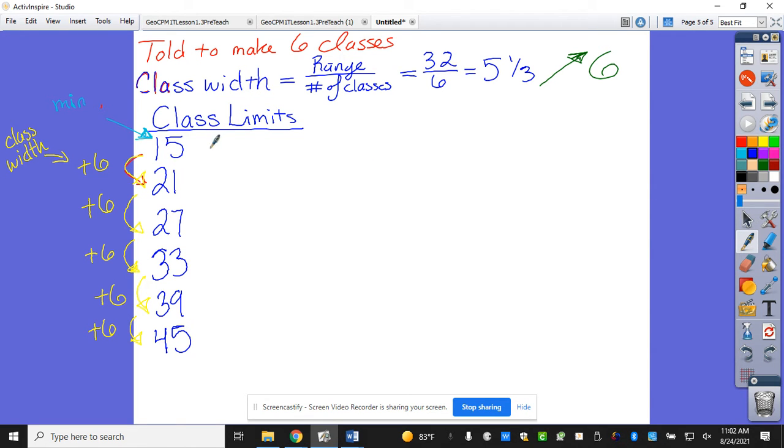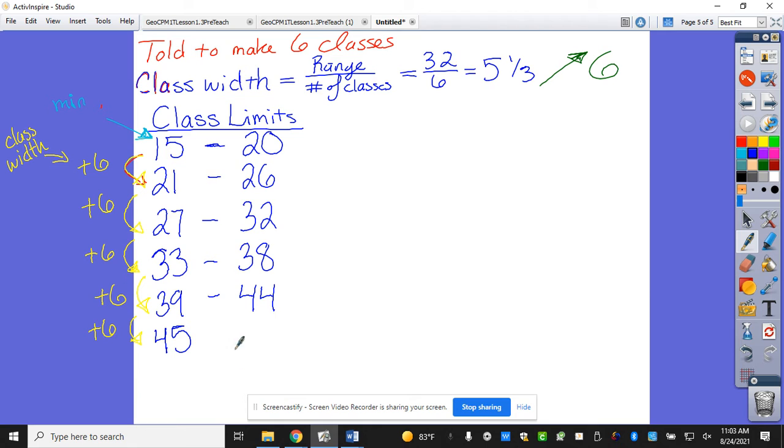All right, so my first group starts at 15 and it's going to contain everything from 15 to what? And why did I pick 20? Because it's 1 before 21. So this is going to be through 44.